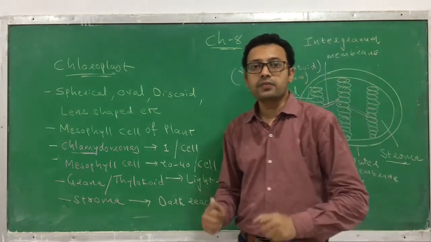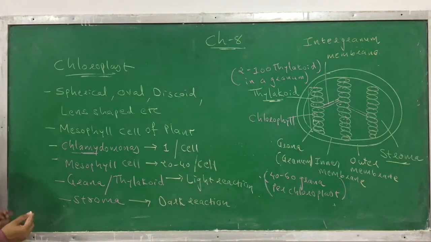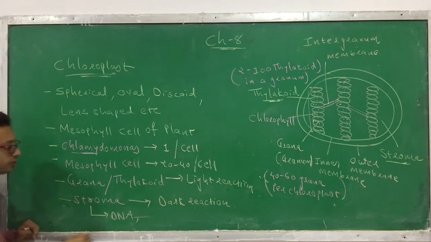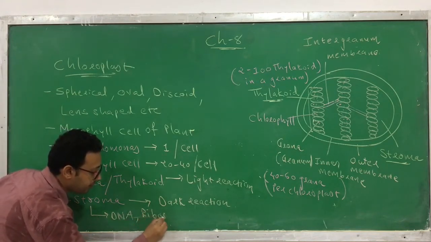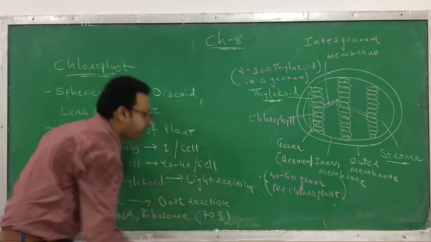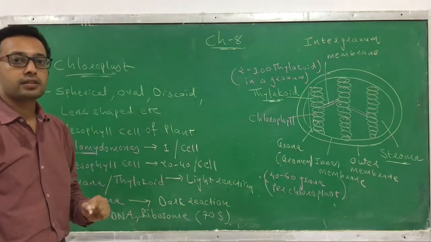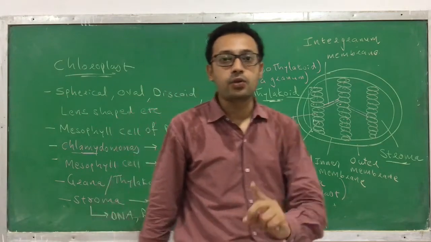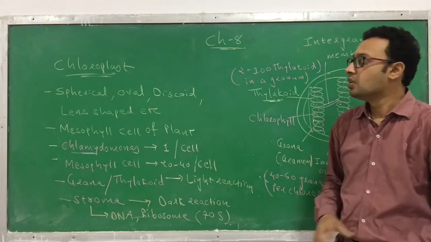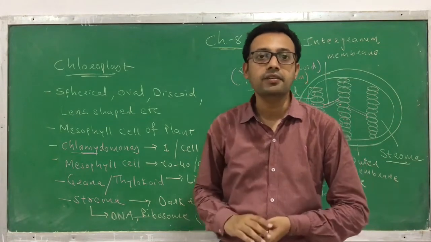Along with that, the stroma, the inner portion, also contains specialized things. What does it contain? The stroma contains DNA. It also contains ribosomes. Ribosomes of which size? Same as in mitochondria. The ribosome present is 70S in size. Such ribosomes can be found in the stroma. So the stroma of the chloroplast also contains DNA and ribosomes of 70S size. So this is about the characteristics of the chloroplast.